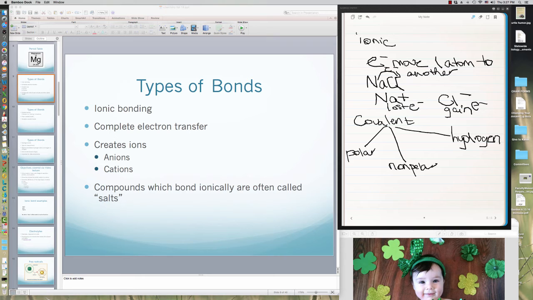But ionic bonds are ones that create ions or charged particles. So in the process of the bonding between the sodium and the chloride, you have created charged particles. You created a positive sodium atom, which is now referred to as an ion, and a negative chlorine ion. Positive ions are called cations. And I remember that because the T in cations looks like a plus. And negative ions are referred to as anions.